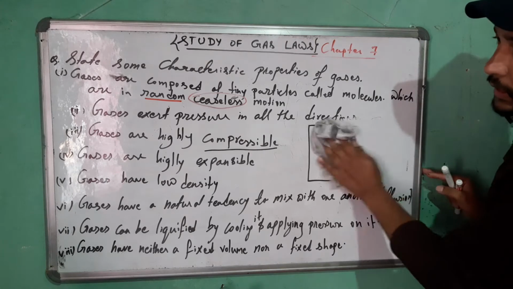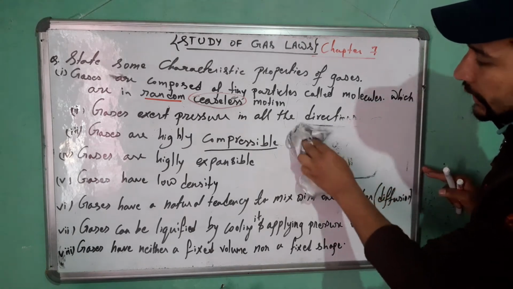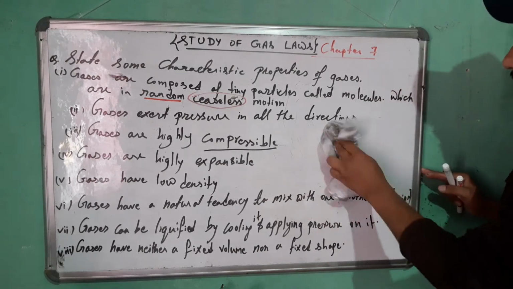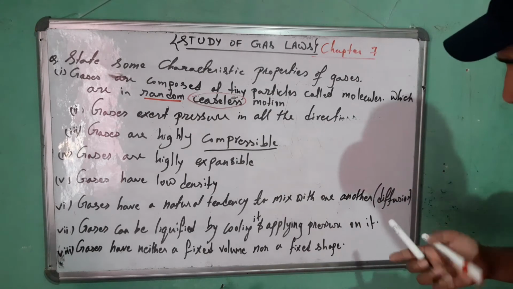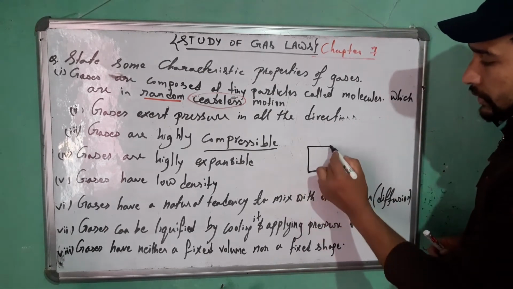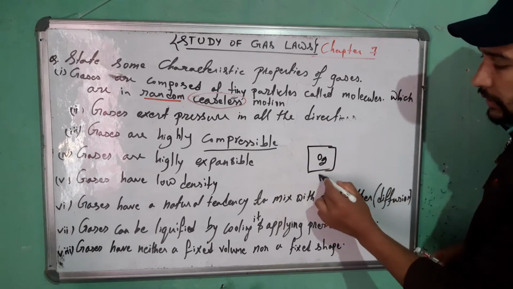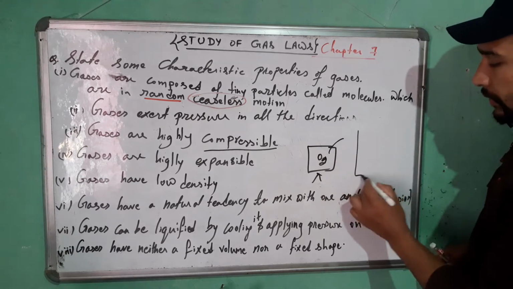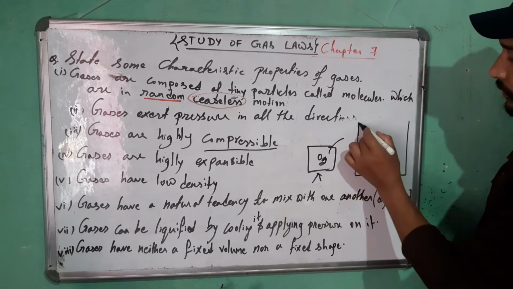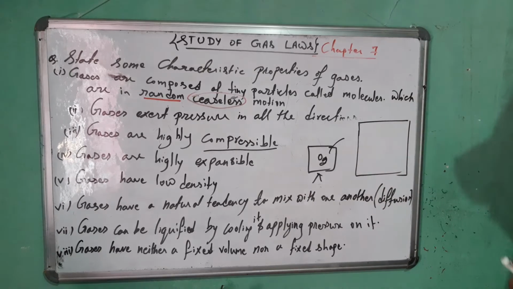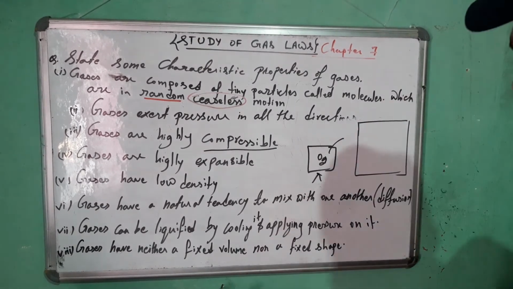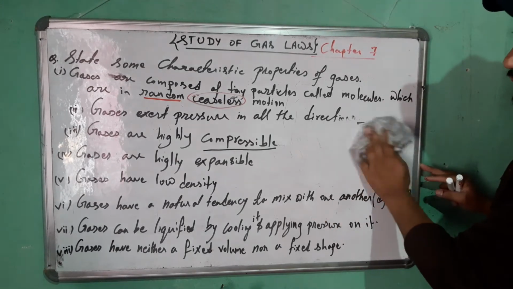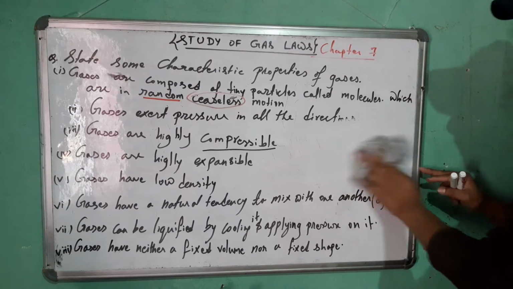Next, gases are highly expansible. You can expand the gas by heating. Suppose you have gas in a small container, this oxygen gas is here. This can be heated and its volume can be expanded, and it can be kept in a bigger container. Volume can be expanded. Next, gases have low density. Density of gas is very low.